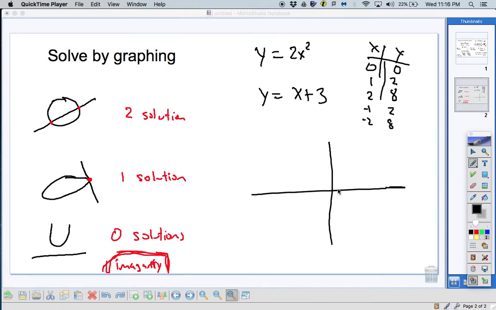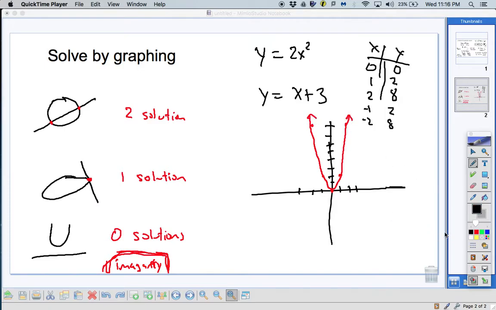I'm going to need 1, 2, 3, 1, 2, 3, 1, 2, 3, 4, 5, 6, 7, 8. Okay, so we get 0, 0 as one solution. I got 1, 2, and negative 1, 2. And I got 2, 8, which is way up here, and negative 2, 8. And then we're going to complete it with a nice looking parabola, which is not very easy to do on my tablet, I'll have you know.